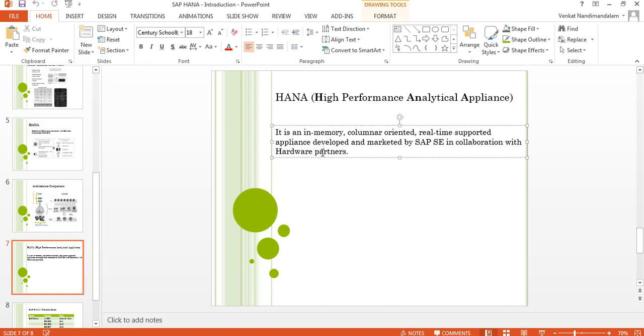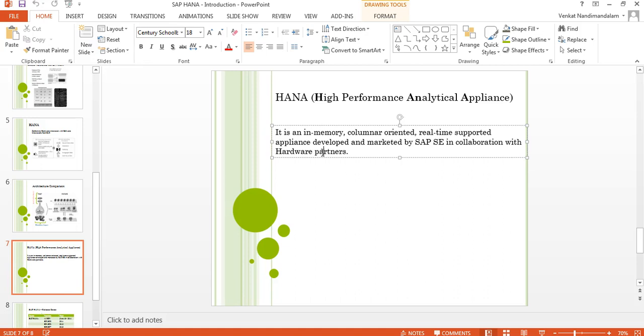As I said, it's a completely in-memory database with a columnar structure, and it also supports real-time analytics. The entire software innovation has been brought by SAP, and for the hardware you have different partners available from whom to buy HANA hardware, like Dell, Cisco, Intel, Fujitsu and Hitachi. There are a lot of hardware partners from where you can buy HANA hardware, and the HANA software license you are going to buy from SAP.